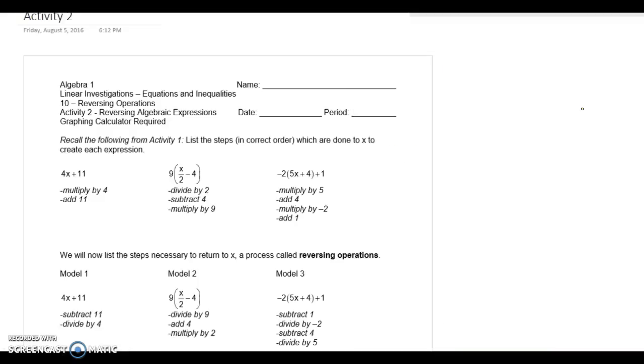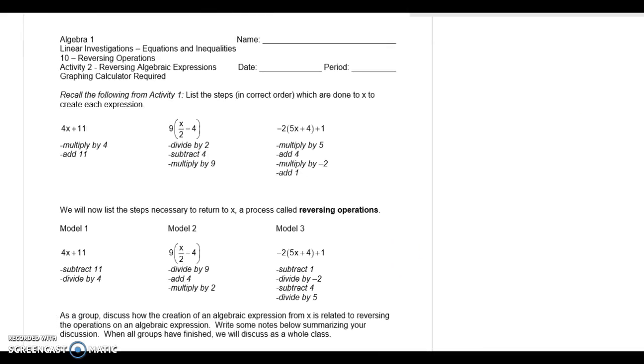In our next activity, we're trying to do the same thing, but now we're going to go backwards. We've got the expression, but we want to find out what x is equal to. So to do that, we follow what's called reversing operations. The way to reverse operations is there's really two things we have to do. We have to reverse the order, and we have to reverse the operations that are taking place.